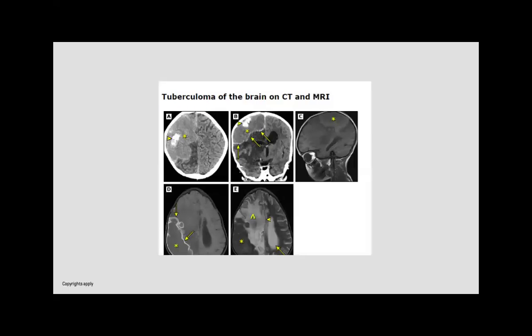These are scans of a 6-year-old patient who presented with left-sided hemiplegia and seizures. In the first image, there's a calcified mass in the frontoparietal area. Image B is with contrast, with ring enhancement around the border of the mass. The rest of the images are MRI scans of the same lesion.